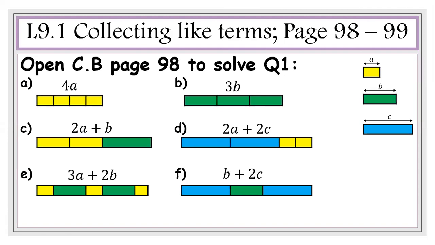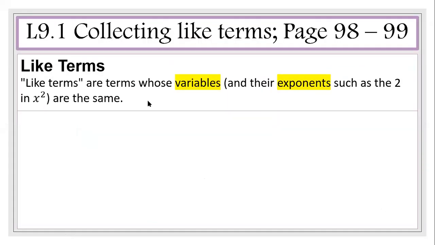Mathematically, we call B and C unlike terms, okay? And when I have 3B, B and B, and another one, that means they are like terms. So what's the actual definition of like terms? Let's look in the next slide. So what do I mean by like terms?